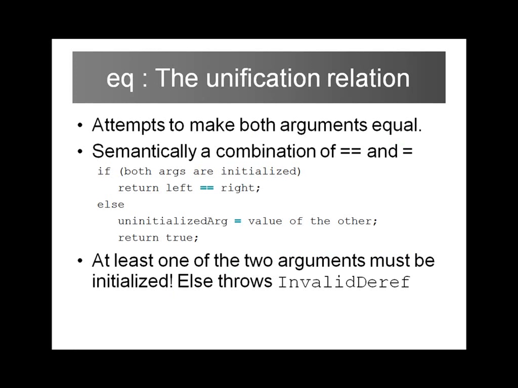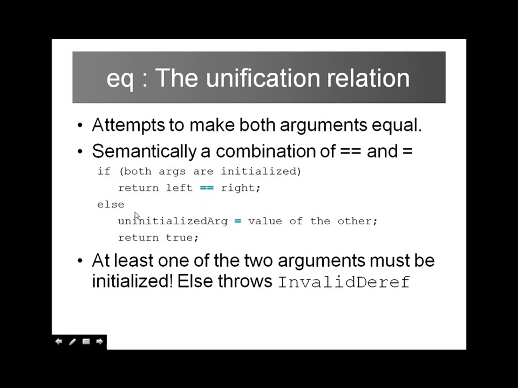Coming to the unification relation. Now this is a conceptually quite simple relation. It is basically a combination of assignment and equality. Its arguments are either logic references or regular values. If the logic references are initialized, in that case unification will perform comparison. So the result of the unification is the same as the result of the comparison. If the comparison succeeds, so does unification, otherwise it fails.